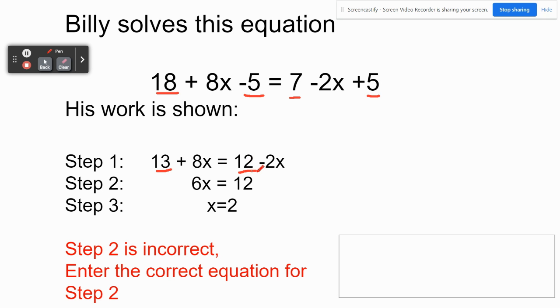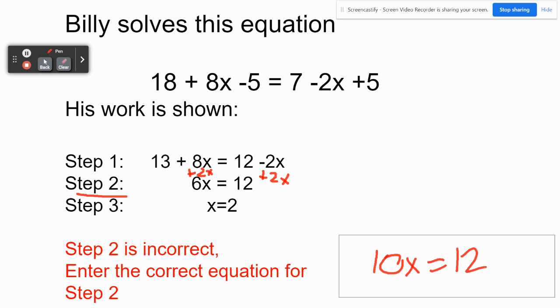But as you look at this, you can kind of see where their mistake is. We're supposed to add 2x to this side, right? When we move it over, you would get 10x. What did they do? They subtracted 2x and they got 6x. So you have to write the proper step. That's what it says. So instead of having 6x, you could put 10x. Let me use my stylus. 10x equals 12. And that's what that step would look like.